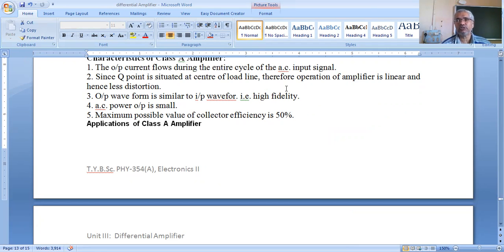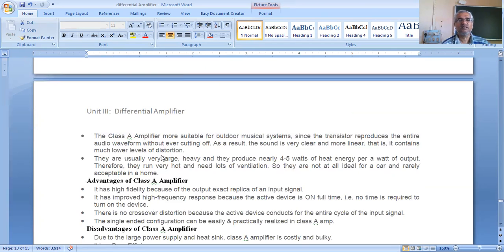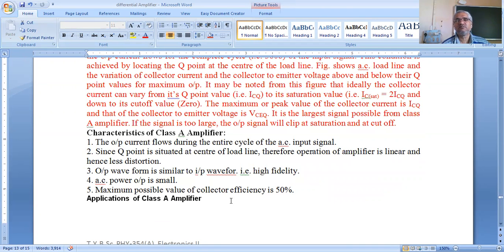म्हणजे त्याला आपण तंतोतंत, fidelity म्हणजे तंतोतंतपणा. Input and outputs are similar. AC output power is very small, and maximum possible value of collector efficiency is only 50%. So collector efficiency is 50%. So low power output and collector efficiency is less. These are the only two disadvantages of this class A amplifier.